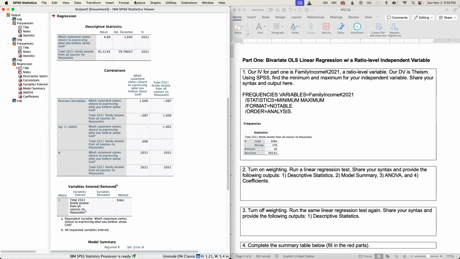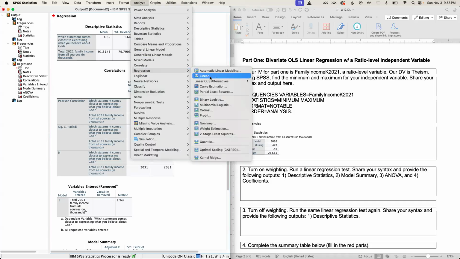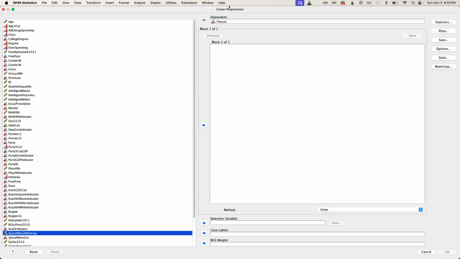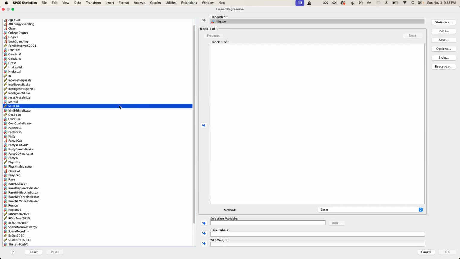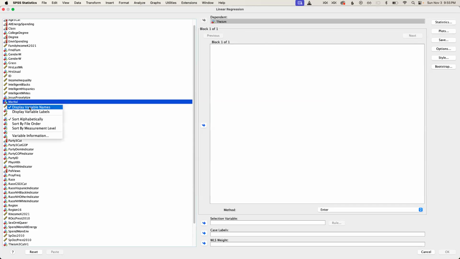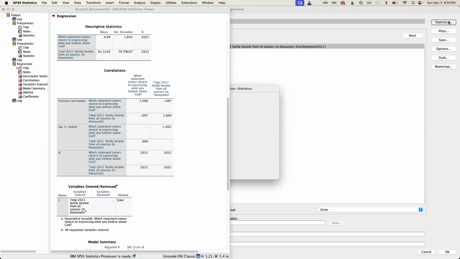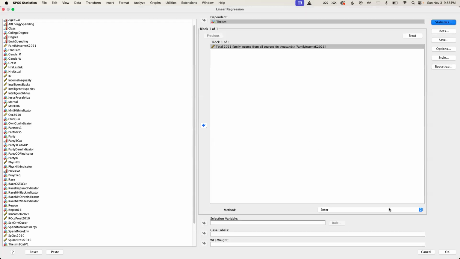If you want to use drop-down menus, go to analyze, regression, linear. I want theism in my dependent box. And then for my independent, I want family income. You want to right click to say show names, right click to show alphabetical. Here I clicked on F, it went to the top of there. And then under statistics, I want to turn on confidence intervals and descriptives. And then I click OK.